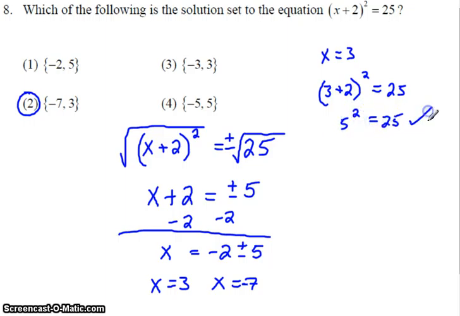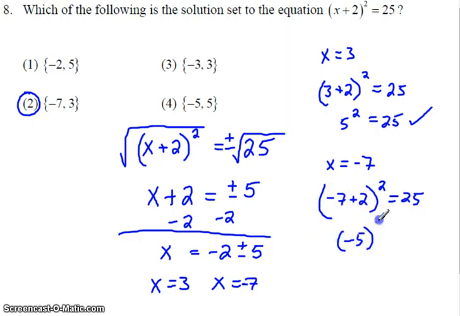And we know that's true. If you sub in the negative 7, what you get is negative 7 plus 2 squared equals 25. This would be negative 5 squared equals 25. And we know that negative 5 times negative 5 equals positive 25. So that checks too. So both of them work.